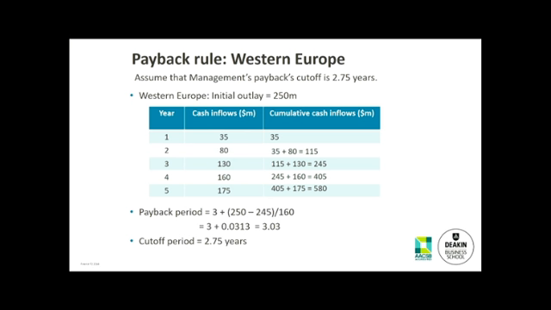So the total amount of payback will be 3 years, the number of years before you fully recover your cash flow, plus the remaining amount of cash flow, 5 divided by 160, which will be 3.03 years. Any questions about the calculation of payback?